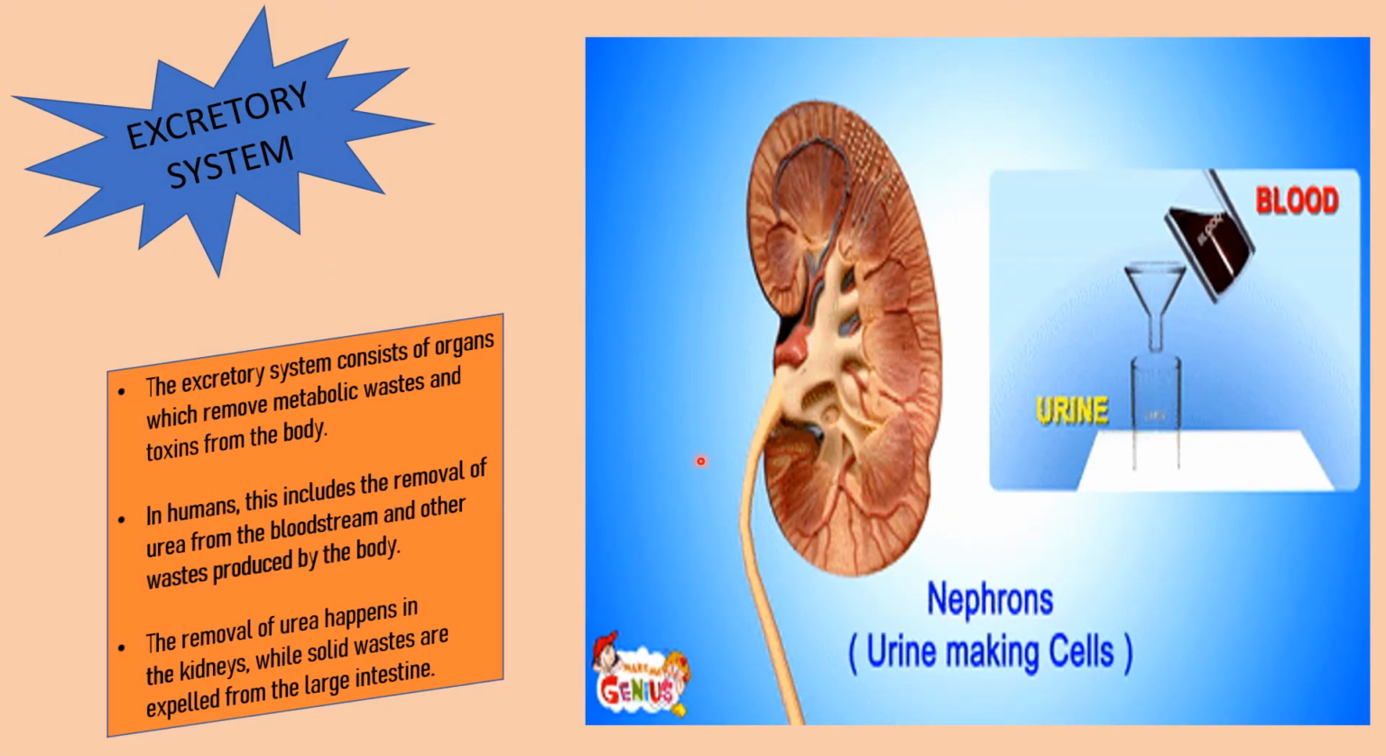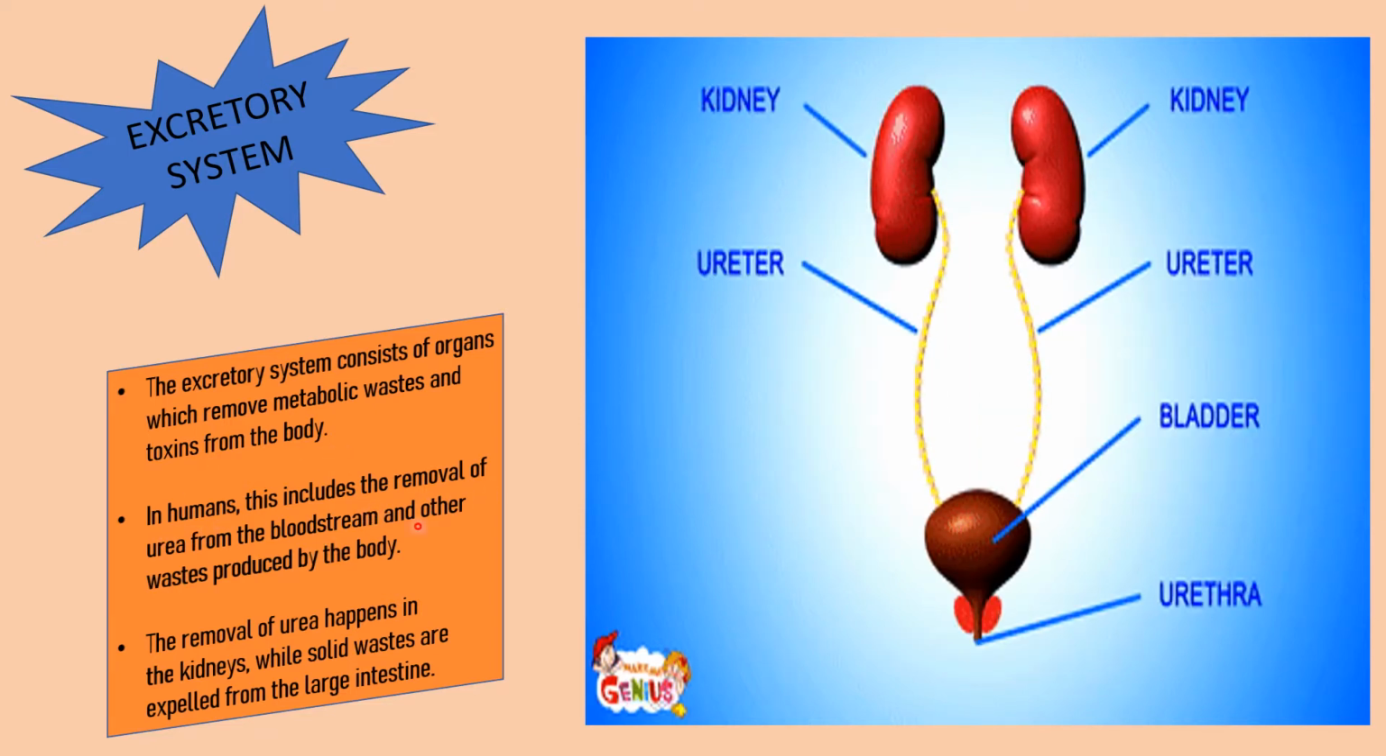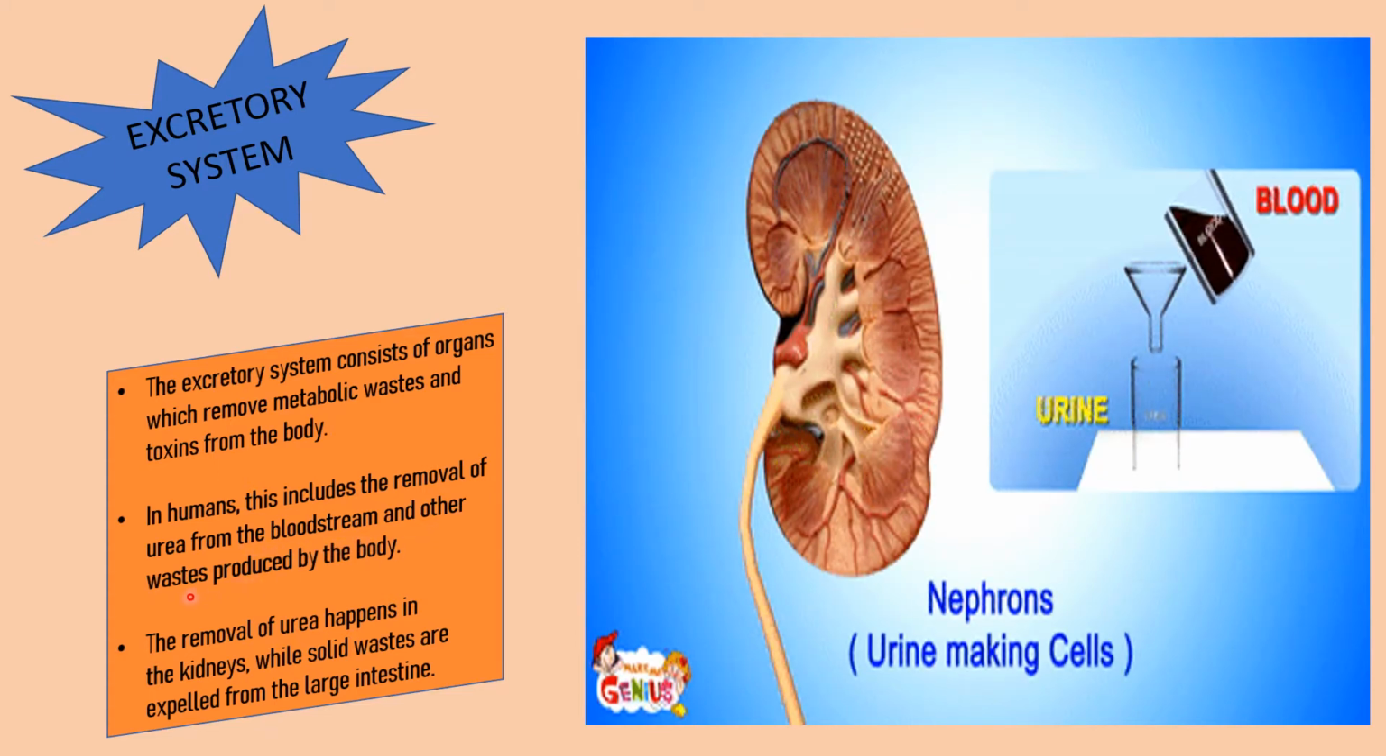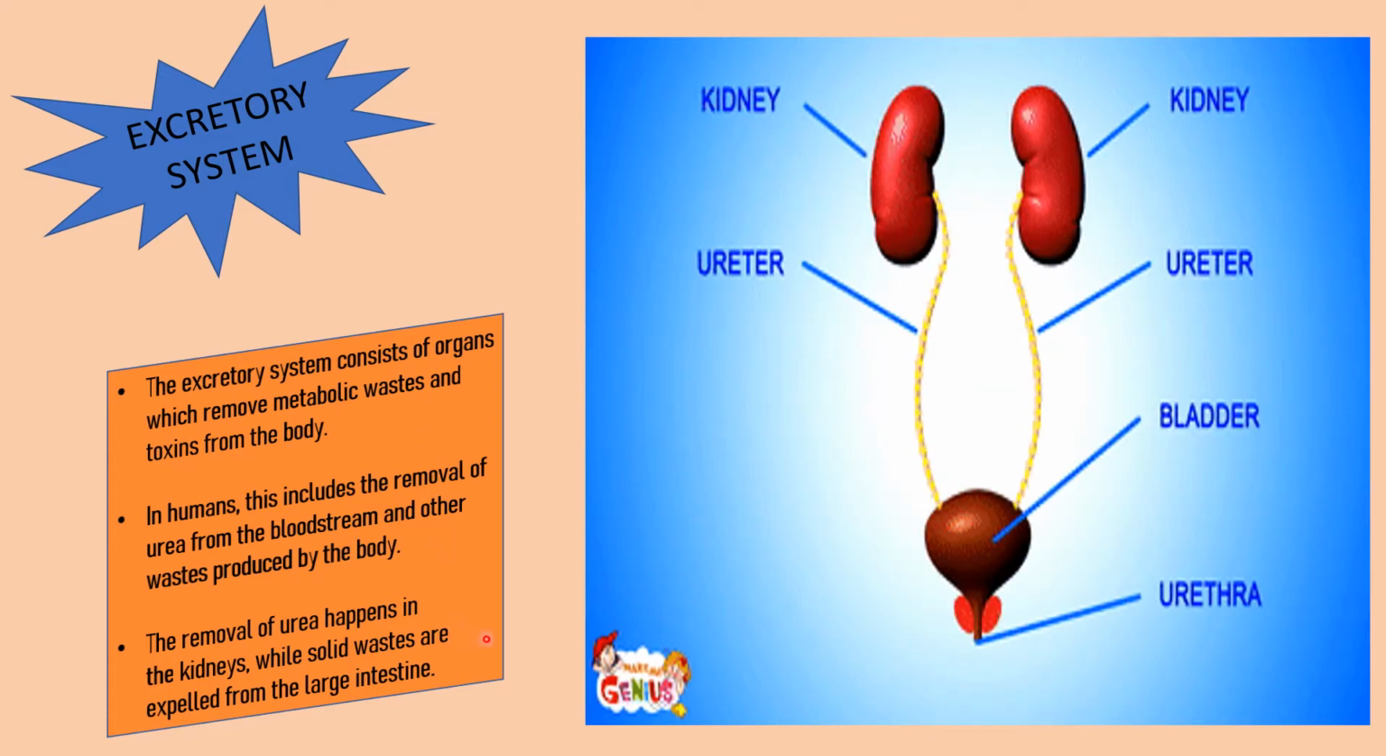First, I am discussing the excretory system. The excretory system consists of organs which remove metabolic waste and toxins from the body. In humans, this includes the removal of urea from the bloodstream and other waste produced by the body. The removal of urea happens in the kidneys, while solid waste is expelled from the large intestine. So these are the main functions of the excretory system.